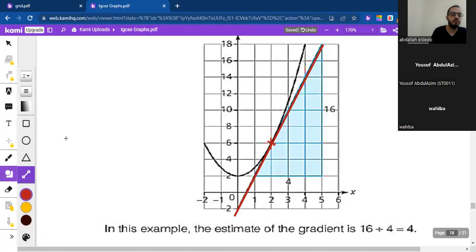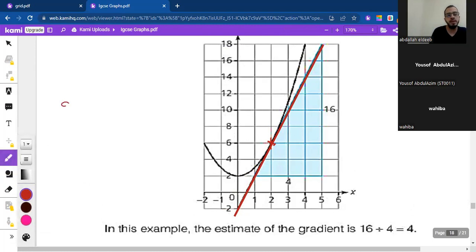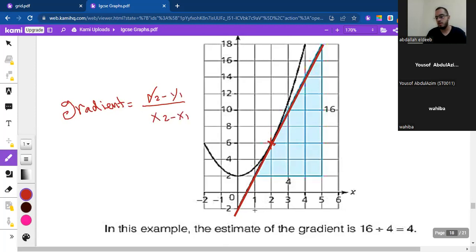Then you use the formula: gradient is y2 minus y1 over x2 minus x1. Wahiba, if you're following us, please press 1 in the chat.